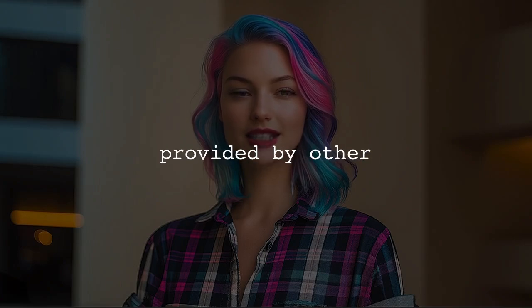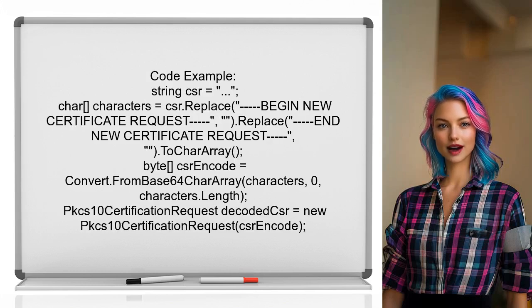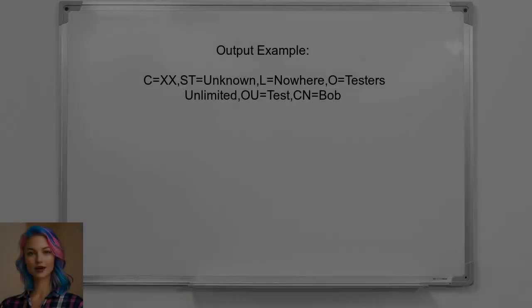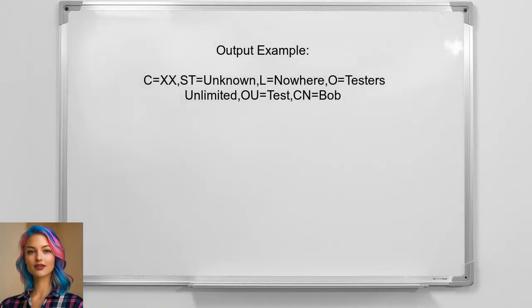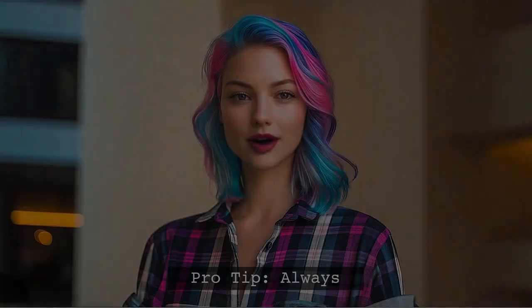Now, let's look at the answers provided by other users. An alternative approach to decoding a CSR with Bouncy Castle and C# involves a few key steps. First, you need to remove the header and footer lines from the CSR. Then convert the remaining base64 characters into a byte array. Finally, pass this byte array to the Pkcs10CertificationRequest. When this code is executed, it successfully prints out the subject name from the CSR, demonstrating that the decoding process works correctly.